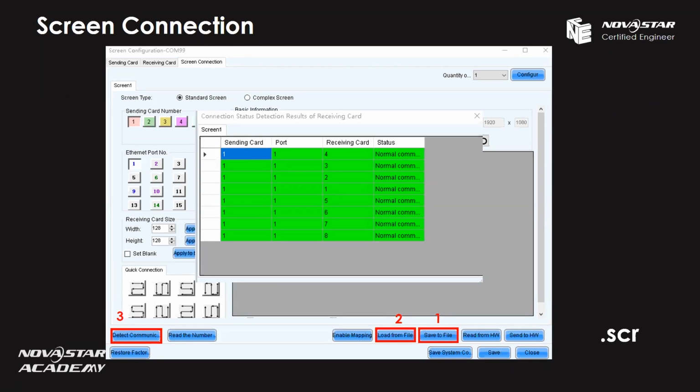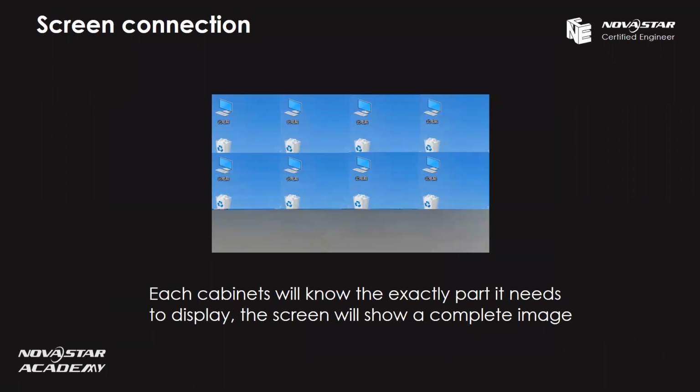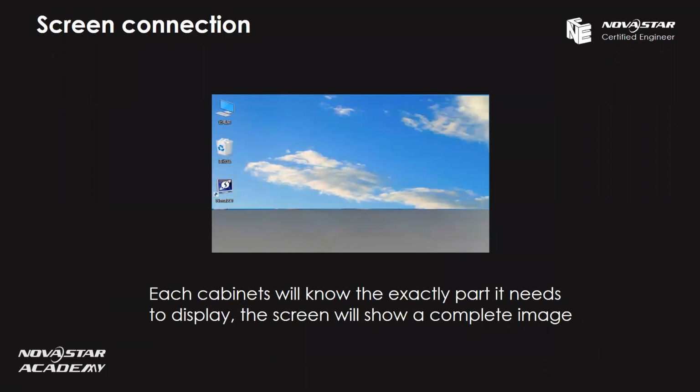After we finish the screen connection part, our screen should show a complete and normal picture, just like this. This is before we send the screen connection information, and after we send it, it will display a complete image, but it will still be the top left of our desktop. But the customers do not want the desktop background displayed on the LED screen like this. They may want a full screen, right?